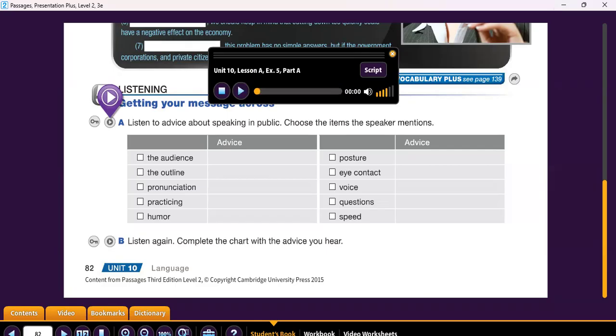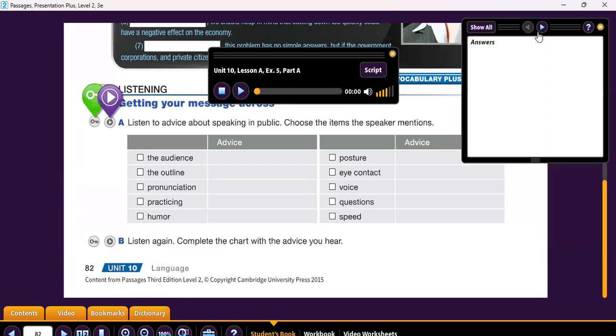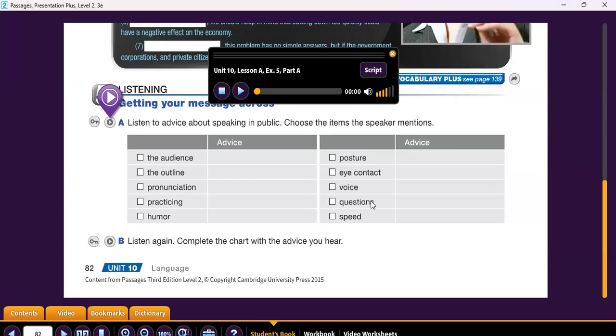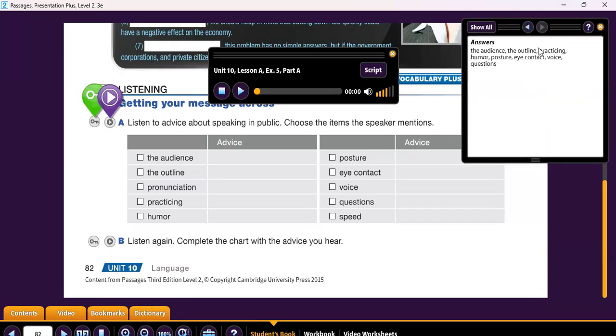Okay, so when listening the first time, which items does the speaker mention? The audience, the outline, practicing, humor, posture, eye contact, and questions. Okay, it says also voice.